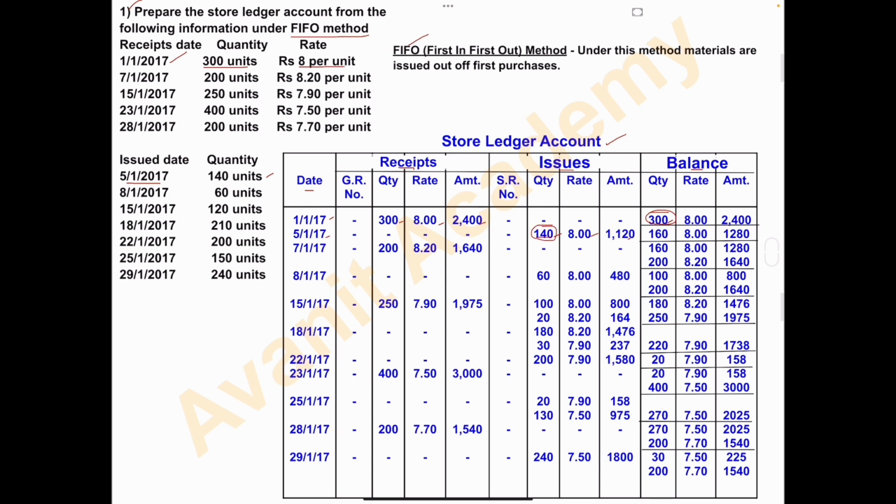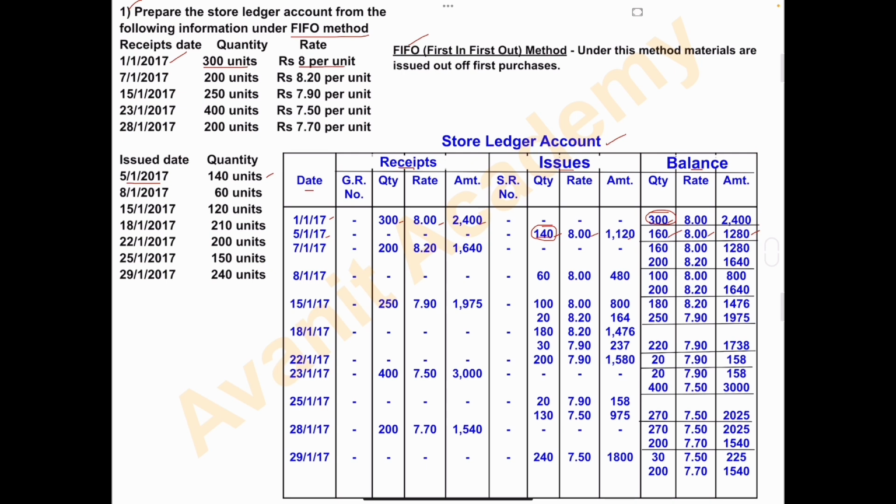You will get 160. In the godown, now how many units are left? 160 units. And the rate will be the same, ₹8. Multiply 160 into 8 and the amount is 1280. And draw a line here. So the second entry is completed.